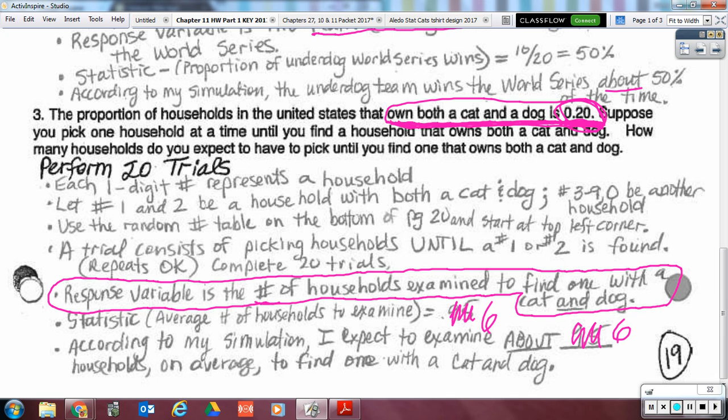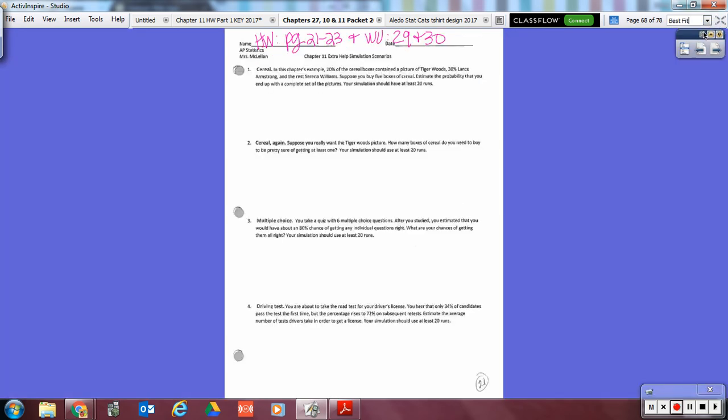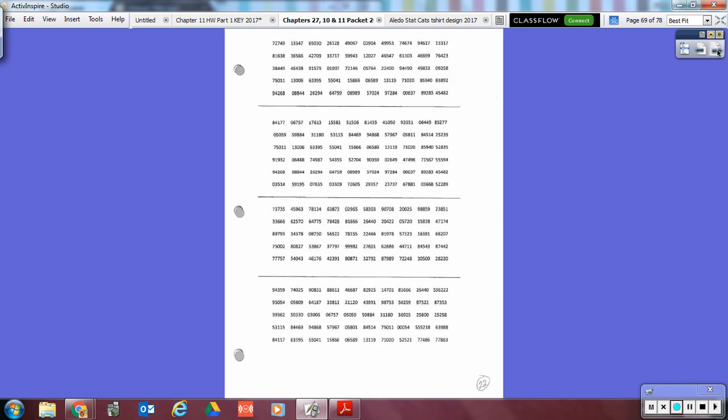So the key is getting things to represent your values correctly according to their percentages and making sure your trial is defined properly. So your assignment then is to do pages 21 through 23 and then the warm-up on 29 and 30. If you look at page 21, page 21 is 4 simulations that you're going to do. Page 22 is the random number tables you will use for those.